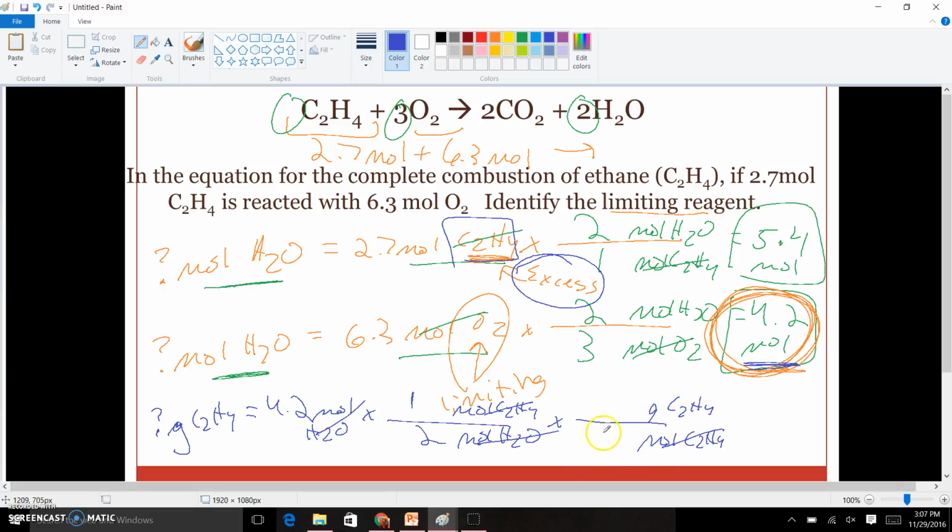This uses my periodic table, where 1 mole equals 2 carbons at 12.0 each and 4 hydrogens at 1.079 each, and that's how I got my total of 28.0536. Now that I do my calculations, I can divide by 2 and multiply by 4.2. I get a whopping 58.9, or, with sig figs to be more proper, 59 grams of C2H4 that would be left over. That's how much excess reactant I have.